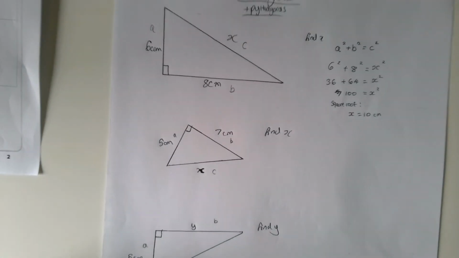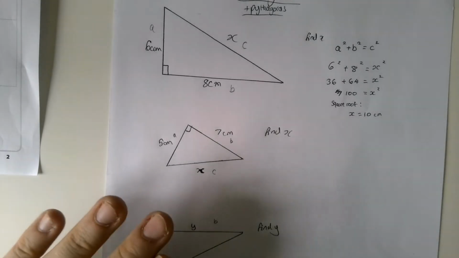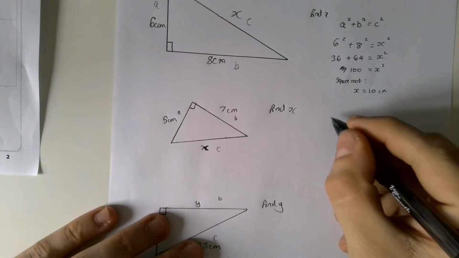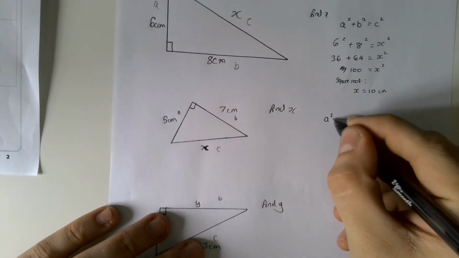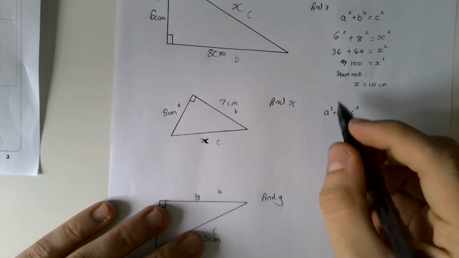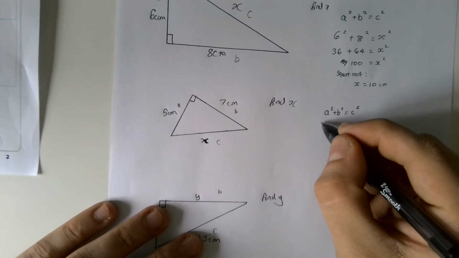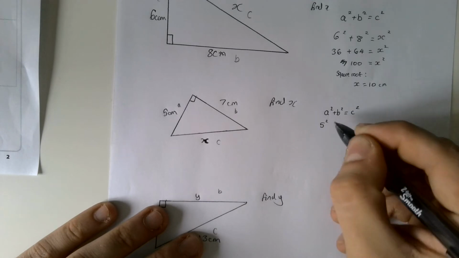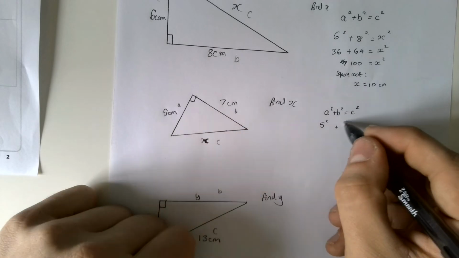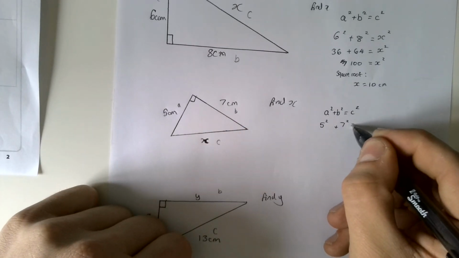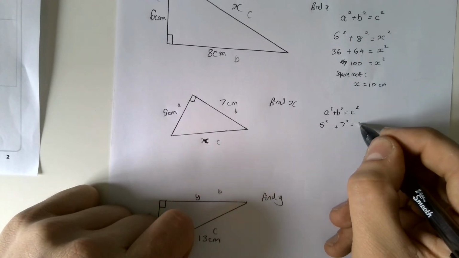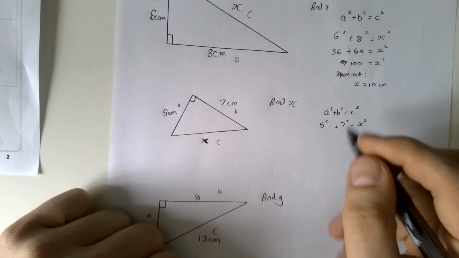Okay, so I'm going to move on to a calculator one. Again, I've got a nicely labelled triangle. I'm going to write out Pythagoras' theorem again: a squared plus b squared equals c squared. Let's look for what a is. It's going to be 5, so 5 squared. Let's look for where b is. See it's here, it's going to be 7, so 7 squared. And then look for where c is. It's here. We've called that x again, so it's x squared.